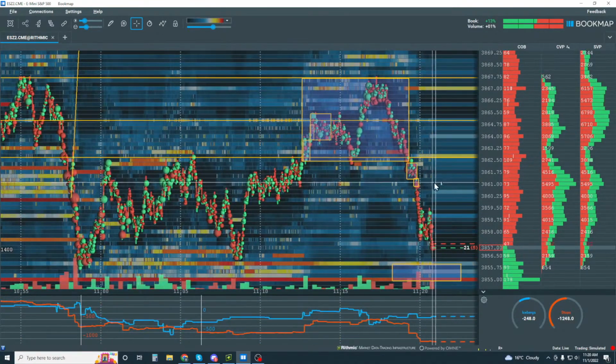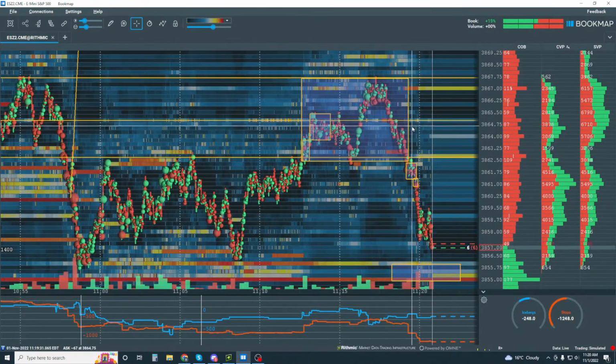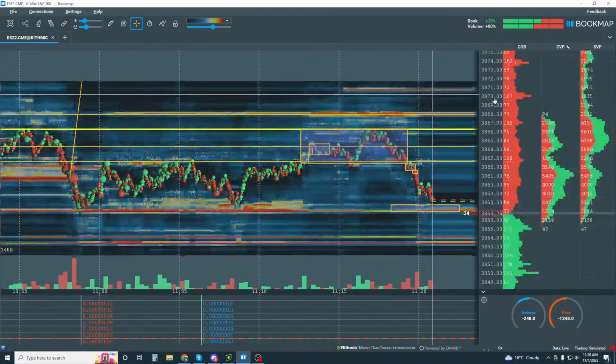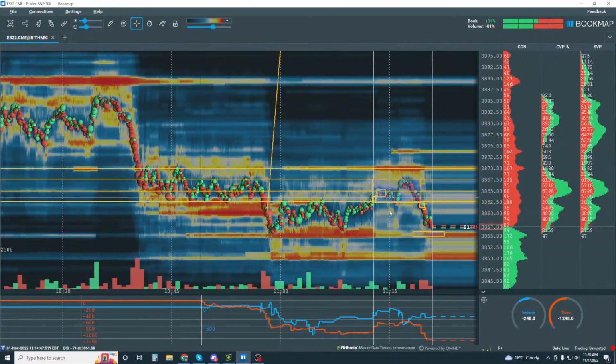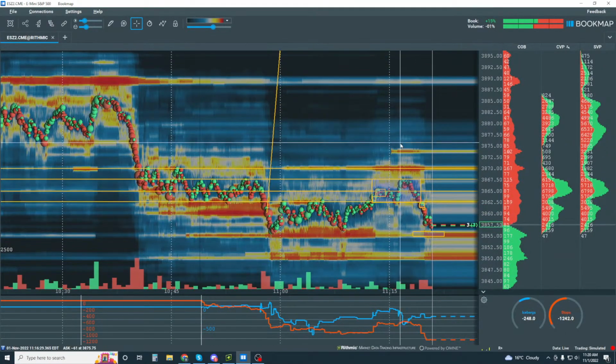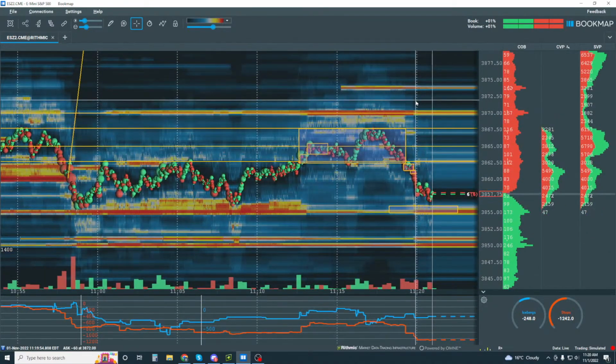All right, so what's nice about this too is we're going with the trend. All the other examples were counter trend. It was more of a struggle.